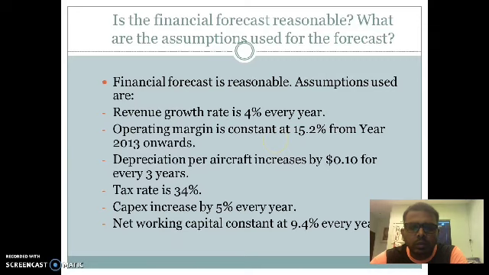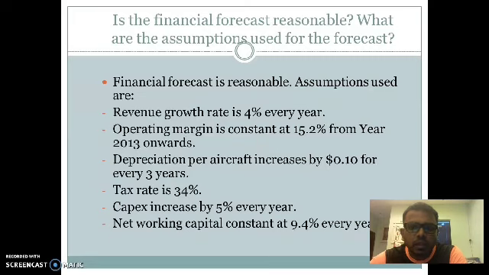Hi, Dr. Puan. I'll be presenting on the JetBlue case study for parts 3, 4 and 5. Before that, my name is ARUN Kumar. So let's move to the question for part 3. Is the financial forecast reasonable, and what are the assumptions used for the forecast?